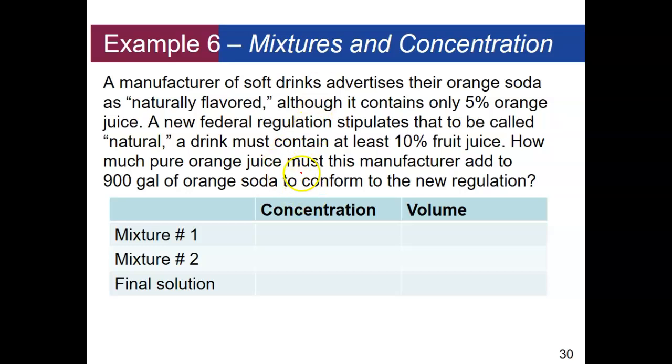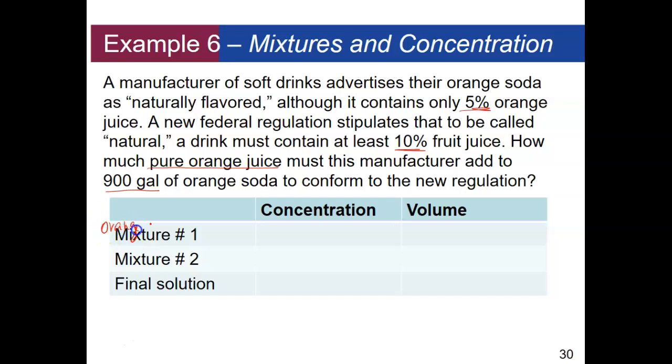Okay, so here we have a manufacturer of soft drinks advertises their orange soda as naturally flavored, although it contains only 5% orange juice. A new federal regulation stipulates that to be called natural, a drink must contain at least 10% fruit juice. How much pure orange juice must this manufacturer add to 90 gallons of orange soda to conform to the new regulation? Okay, so our first mixture or substance is going to be the orange soda.